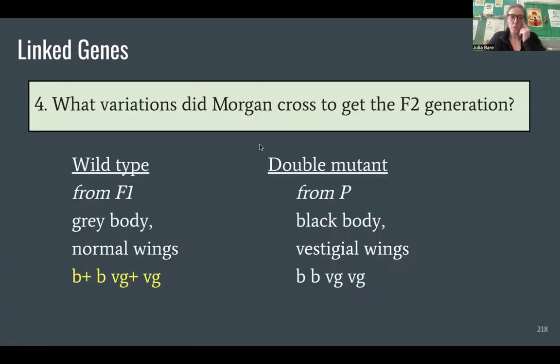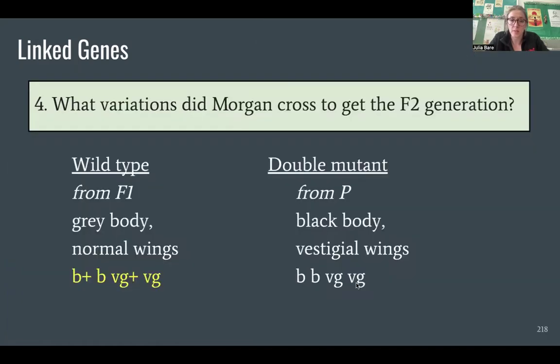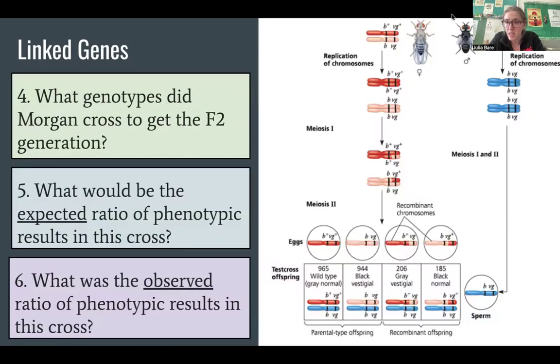So after you've paused the video, what variations did Morgan cross to get the F2 generation? Well, if we go back, Morgan crossed one of the heterozygous females, this gray-bodied, normal-winged female, and a mutant male that had the black body and the vestigial wings. So there was a wild type from the F1 generation, gray body, normal wings, and heterozygous for those traits. And then a double mutant, meaning that it is mutant for two traits, black body and vestigial wings. And you can see that here in this top section, okay?